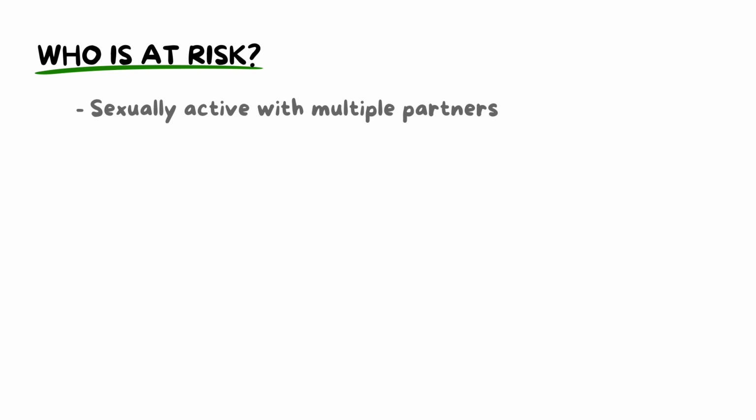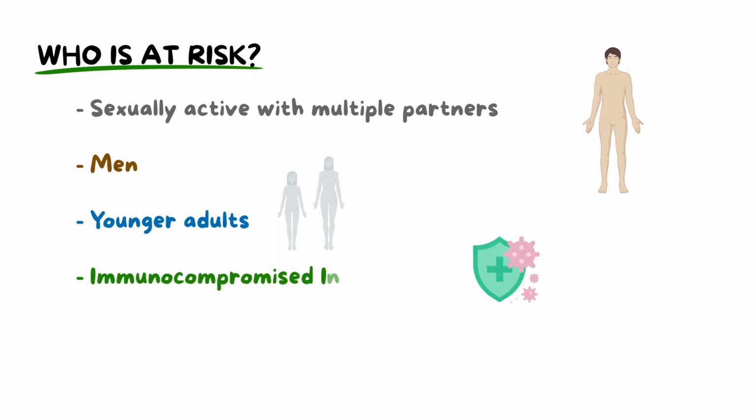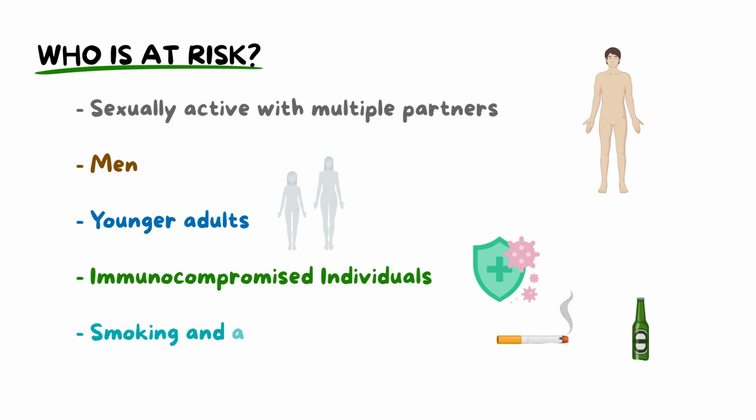Several factors increase the risk of contracting oral HPV. This includes sexual activity, with behavior and the number of partners impacting risk. Other risk factors include gender, where men are more likely to contract oral HPV, age, with younger adults at a greater risk. Immunocompromised individuals are also at a greater risk of acquiring and developing a persistent infection, and smoking as well as alcohol consumption contribute.